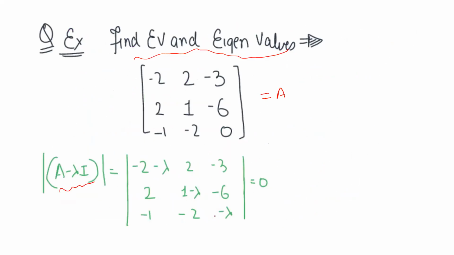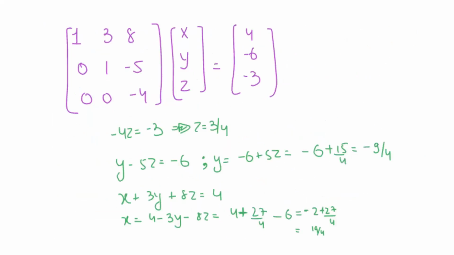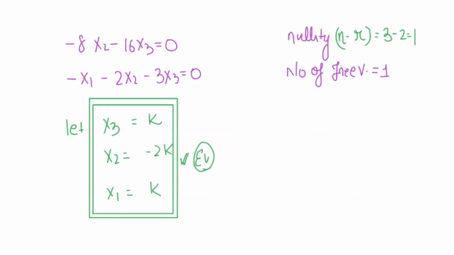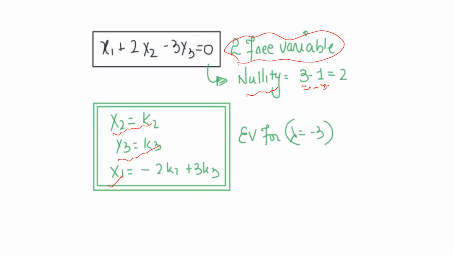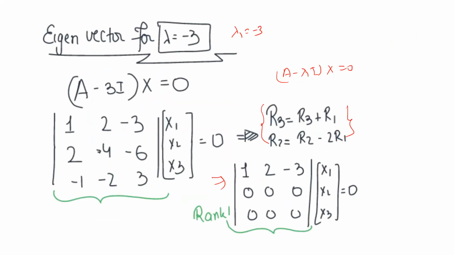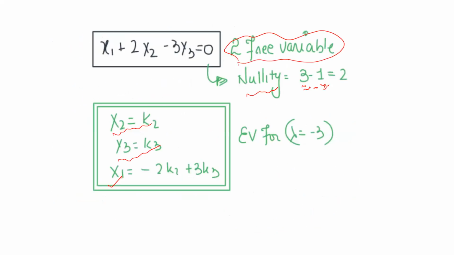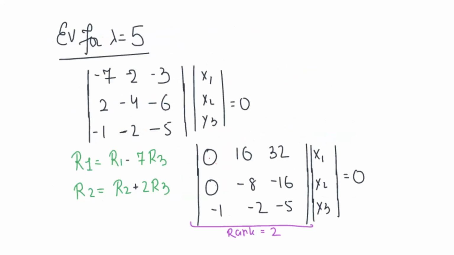So there is one more procedure to find the eigenvector, how to find it. So there will be 3 eigenvectors for 3 eigenvalues. For minus 3 it is the same for both, and for 5 there will be one.